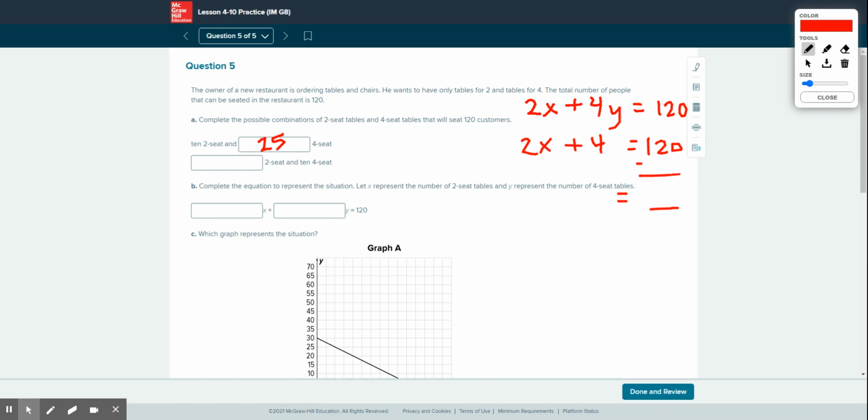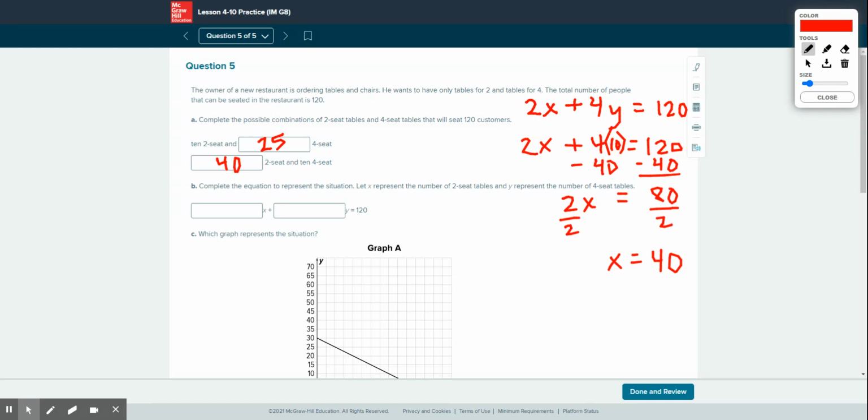So in this case, I have 10 4-seat tables, which makes that 40. So I'm going to subtract 40, which leaves me with 2 times x is equal to 80. And as I divide by 2, I find out x has to be 40. These are just 2 solutions for this that could be possible combinations.